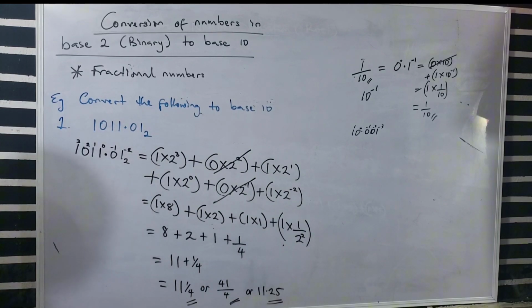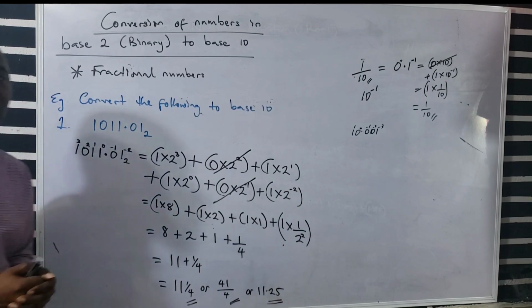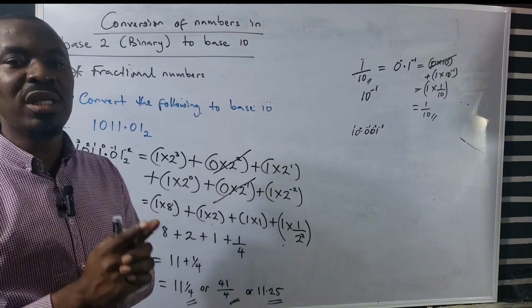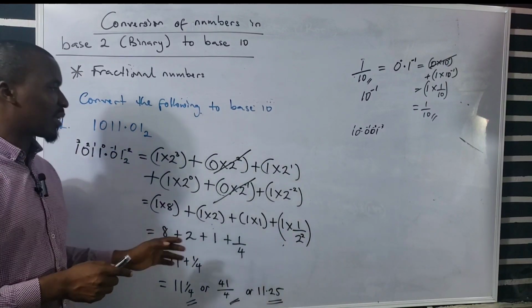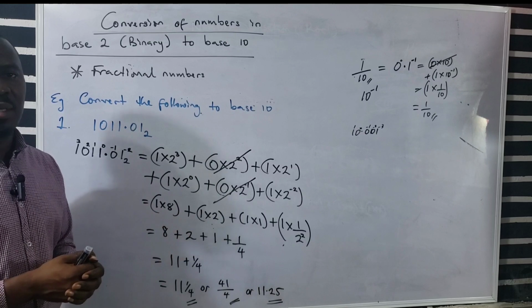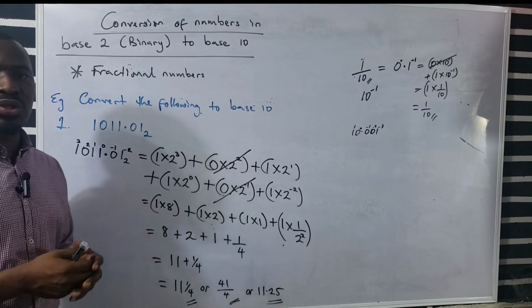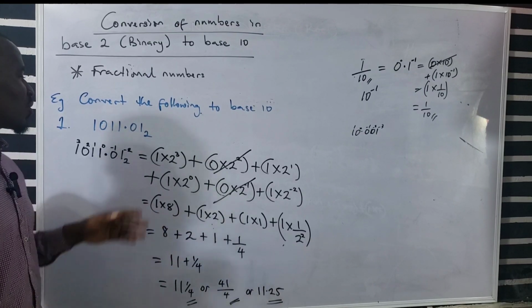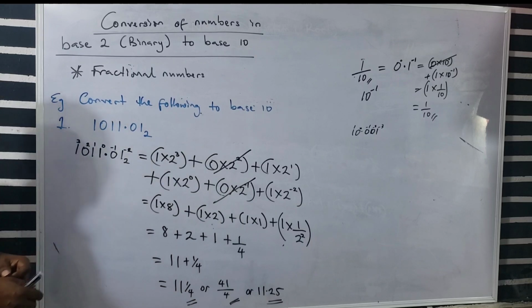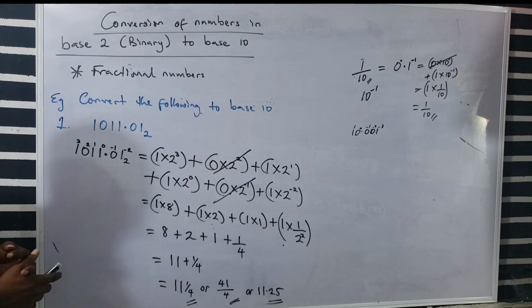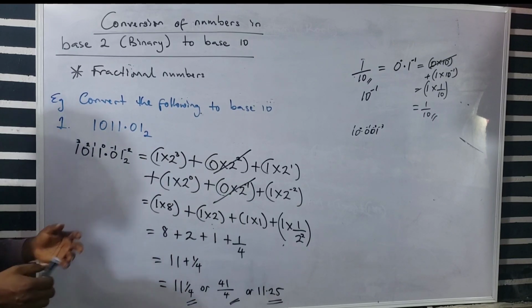You can also decide to put your base 10, or decide not to put your base 10. Remember, base 10 is the only number base that you can write without the base. Other ones, you must indicate the base. So we are going to solve the second example on fractional numbers that are in base 2 to base 10.